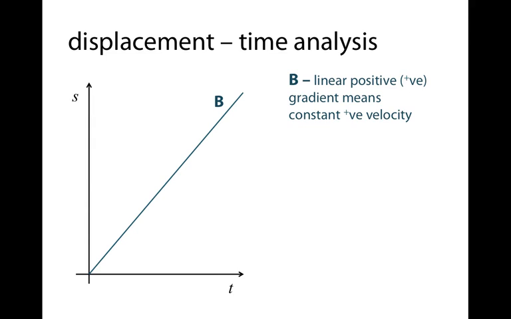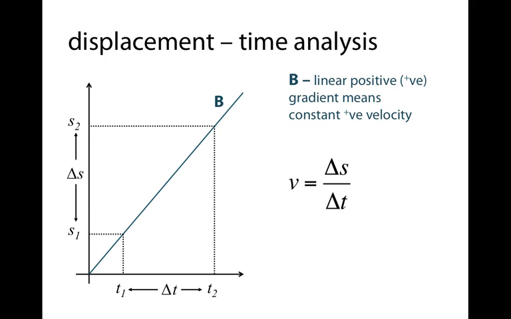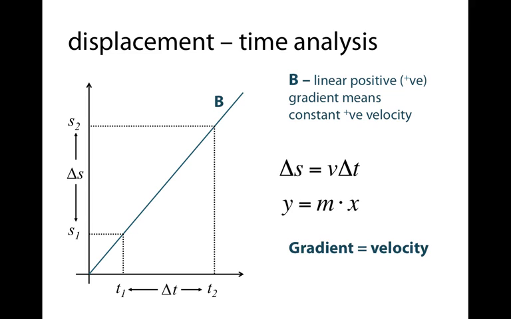Now, we've mentioned that a positive gradient means a constant velocity, so what does that actually look like? What will we use? Well, the gradient is rise over run, but rise, delta s in this case, and run, time, delta t, so that corresponds to velocity. Velocity equals delta s over delta t. Rearranging that, delta s equals v delta t, which is an equation of the form y equals mx, which is the equation for a straight line. So, just for confirmation, the gradient of a displacement time graph gives you the velocity. If you plug the numbers in, that gradient will directly equal the velocity.